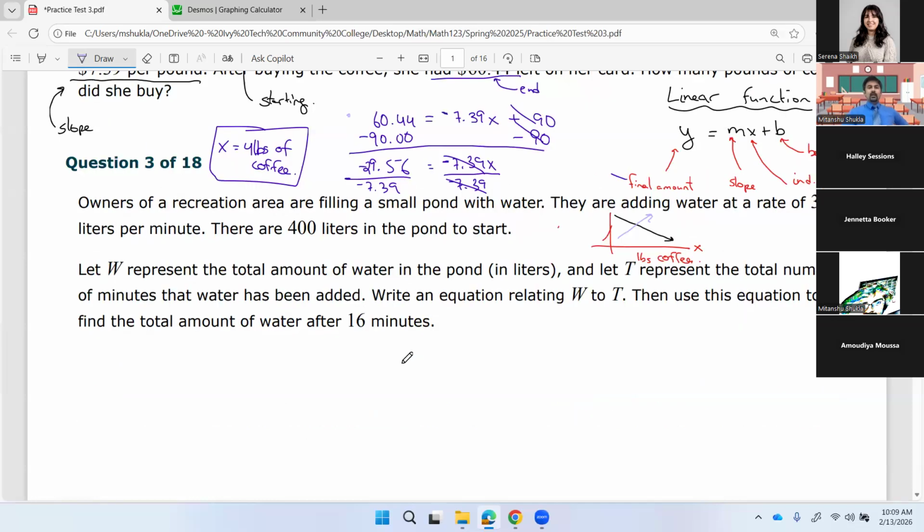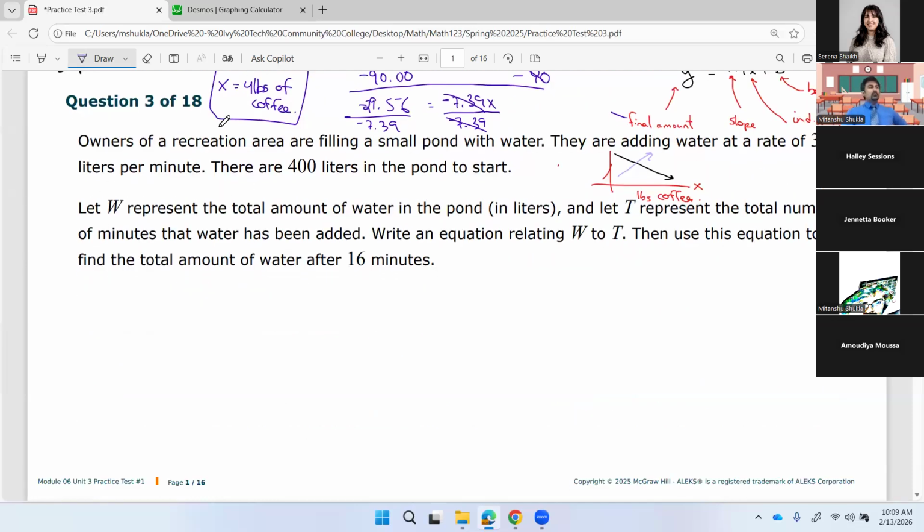Okay. All right. So we're gonna move on to number three here, and I'm gonna ask a lot of questions. Okay, so bear with me, guys. Owners of a recreation area are filling a small pond with water. They're adding water at the rate of 32 liters per minute. There are 400 liters in the pond to start.